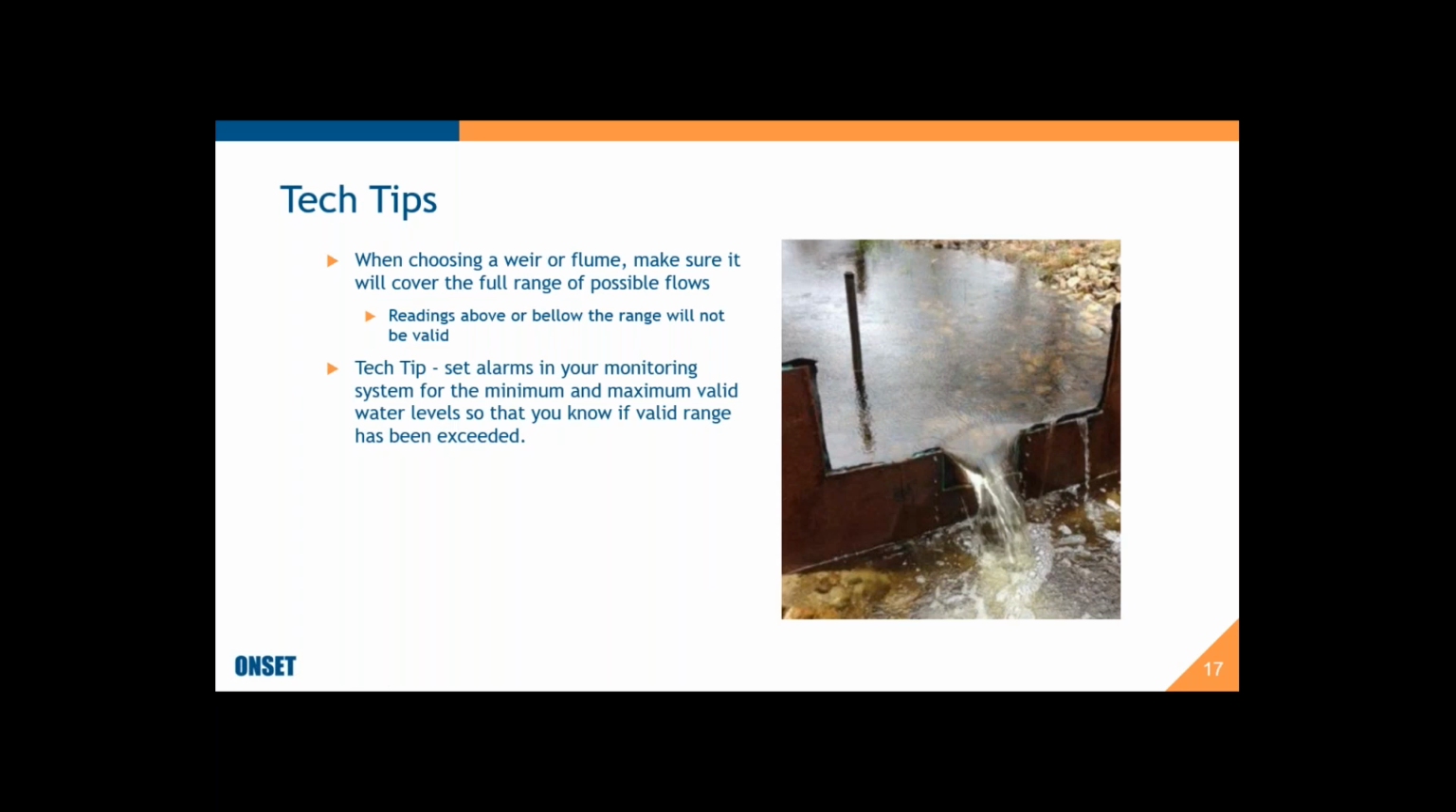Here's just some things to keep in mind. When you're choosing a weir or a flume, make sure that it's rated for the full range of possible stream flows that you can have, so that it's not overflowing. Like with this one, if this was just a V-notch weir, you could see it's actually starting to overflow. So its measurements are not going to be as accurate. And yeah, you just got to be careful of that.